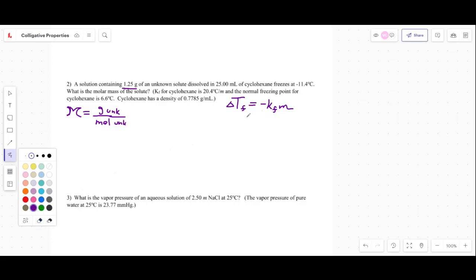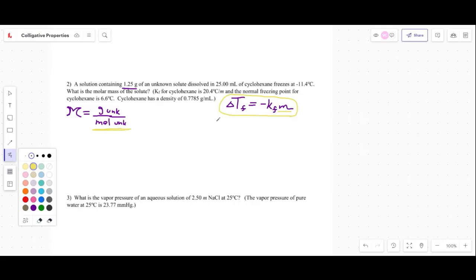we want to use the information that we're given. Effectively, what we realize is that we have the grams, but we don't have the moles. We need to find the moles of the unknown if we're going to solve this problem. The only part of this equation that relates to the moles of the unknown is the molality. So it looks like we're going to have to solve for the molality here. So delta TF is the change in the freezing point.